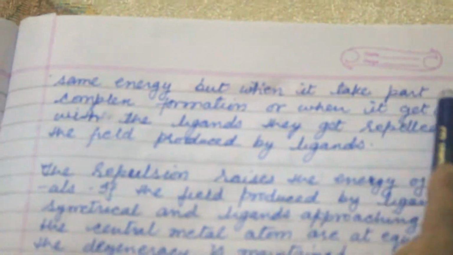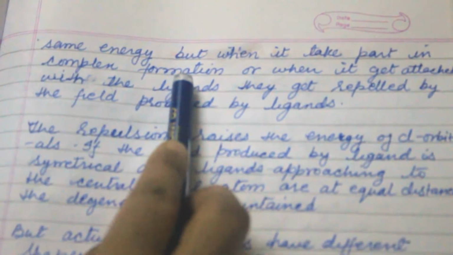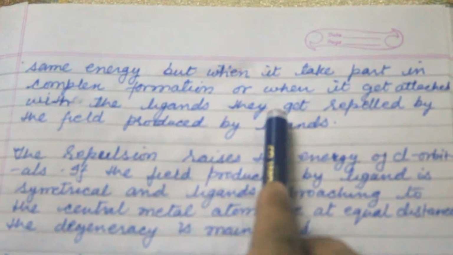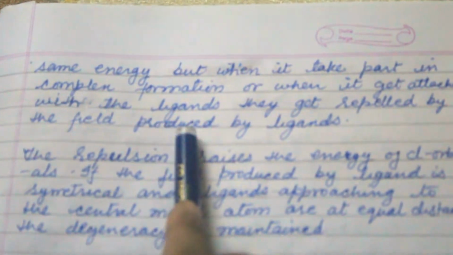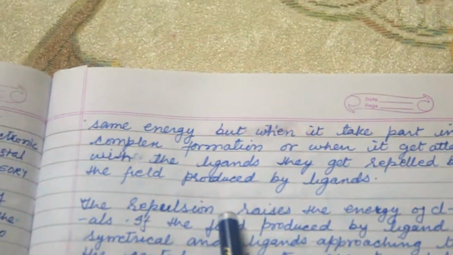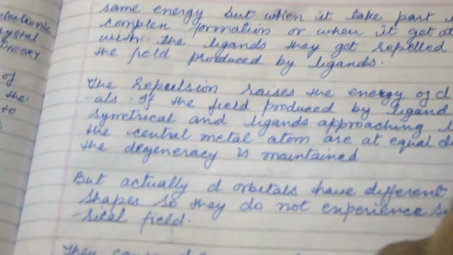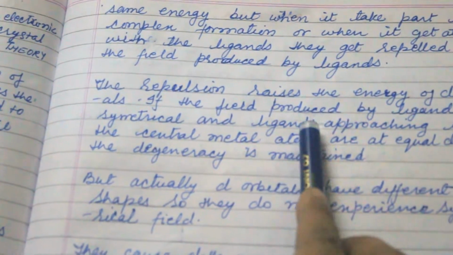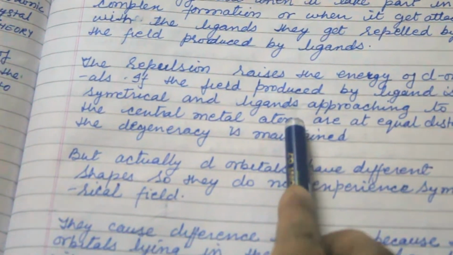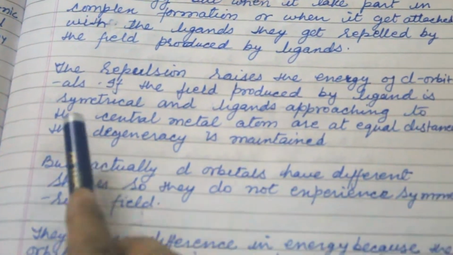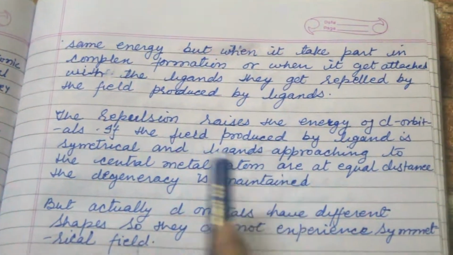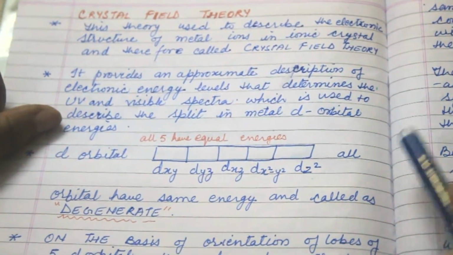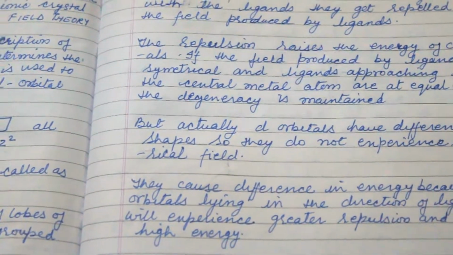but when it takes part in complex formation, that is coordination, or when it gets attached to the ligands, the orbitals get repelled by the field produced by the ligands. The repulsion raises the energy of the d orbitals. If the field produced by the ligands is symmetrical and the ligands approaching the central metal atom are at equal distance, the degeneracy is maintained, meaning all the 5 orbitals have the same energy even though the repulsion raises their energy.